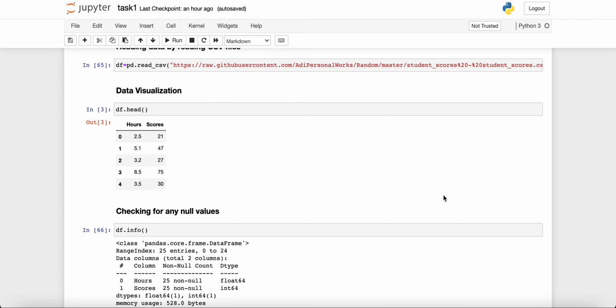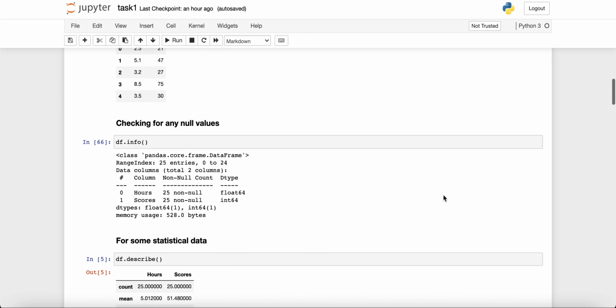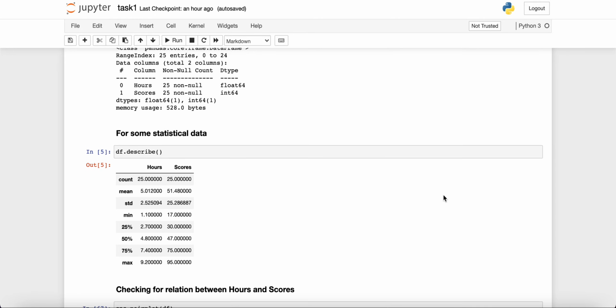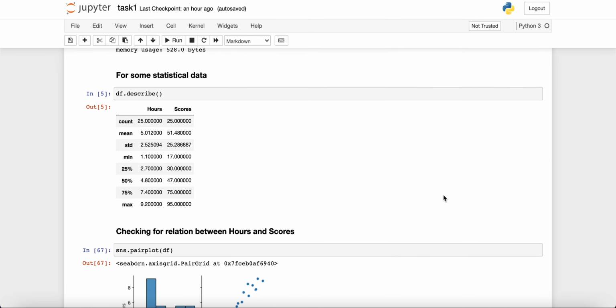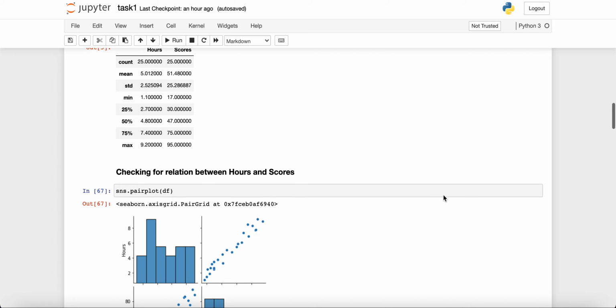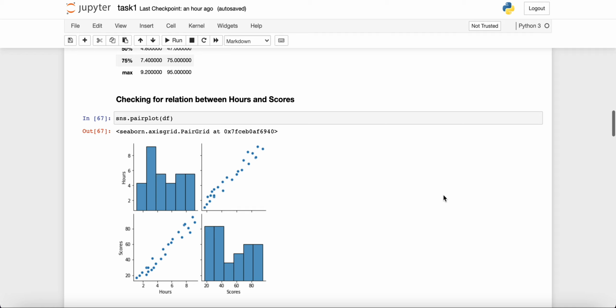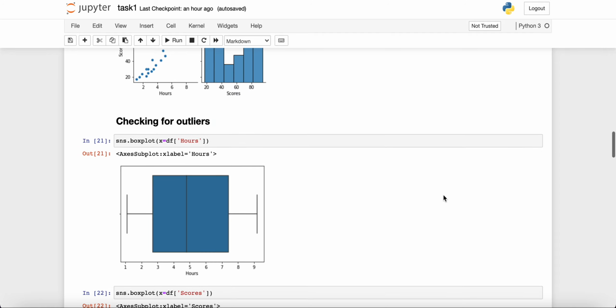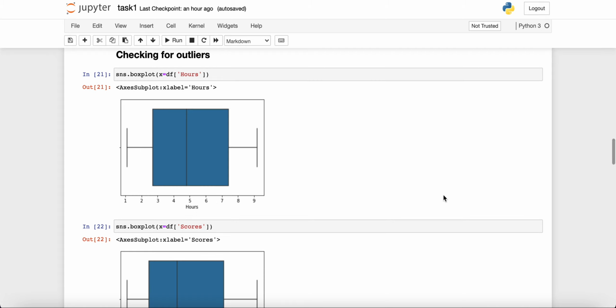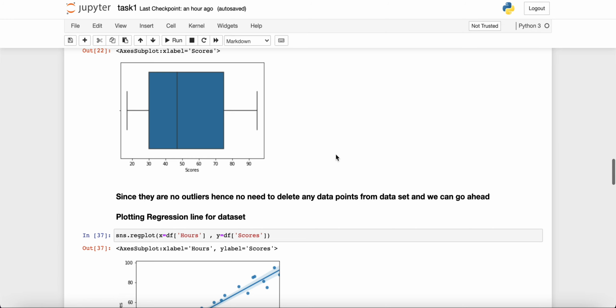The head method gives the top 5 data points in my data set, and the info method says whether there are any null values in my data set or not. For some statistical data, I used the describe method, which includes mean, standard deviation, and percentiles. I checked the relationship between the hours and scores using a pair plot, and then I checked for outliers using a box plot. Here there are no outliers, so I didn't remove any data points from my data set.